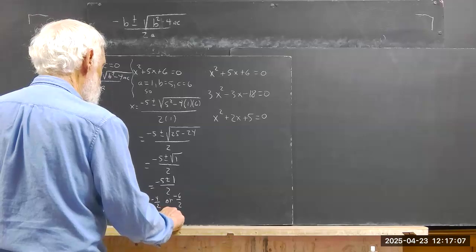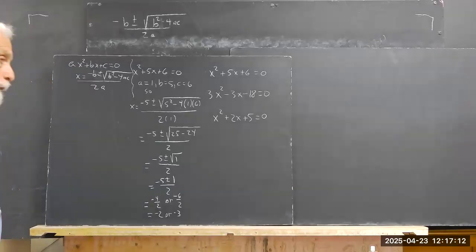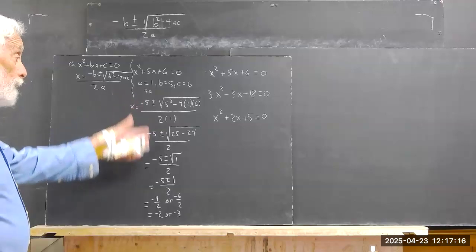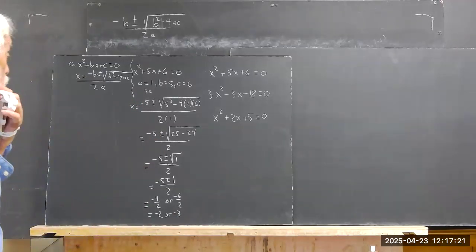Equals negative 2 or negative 3. That makes sense? So you just got to be careful, get the bookkeeping right. With a little practice, you won't have any trouble.